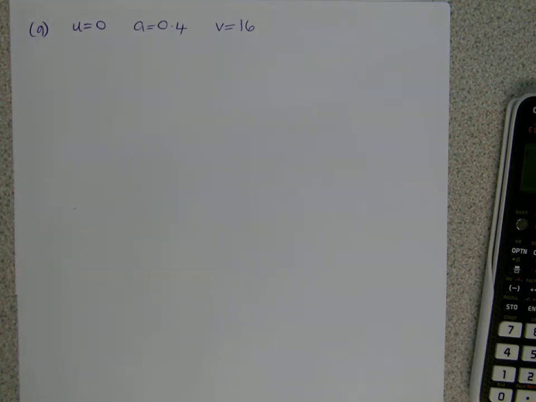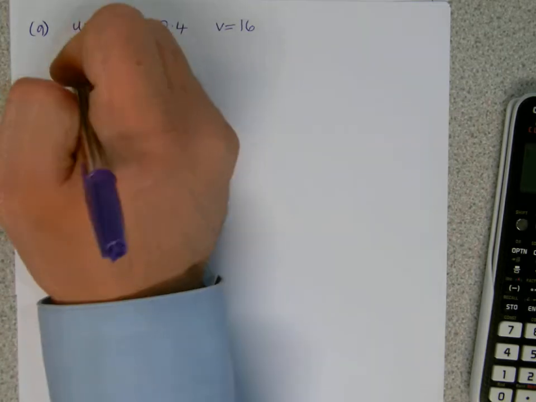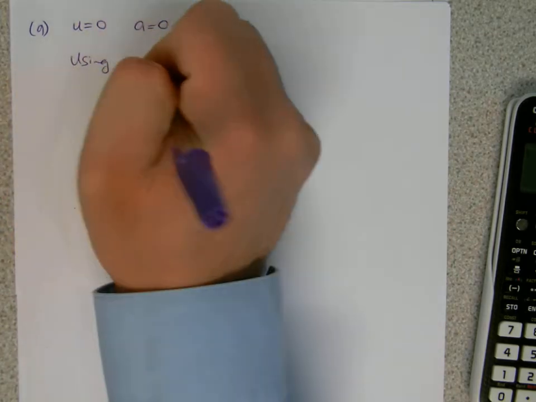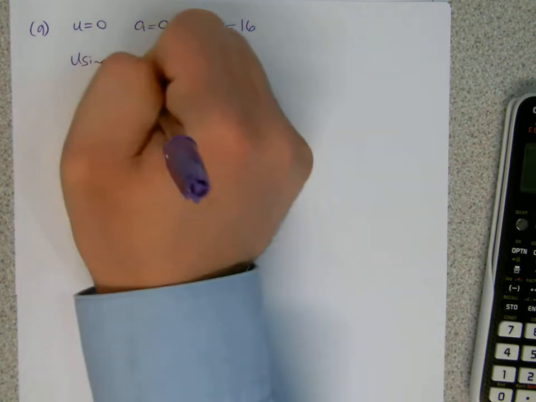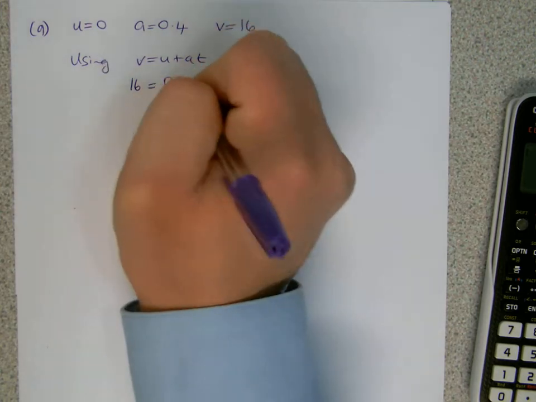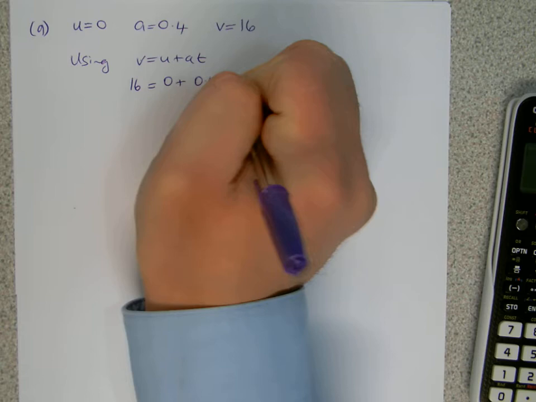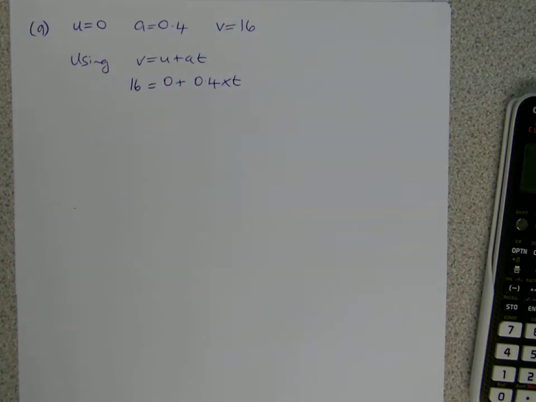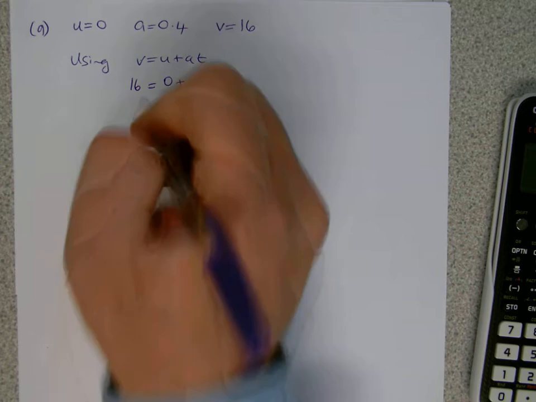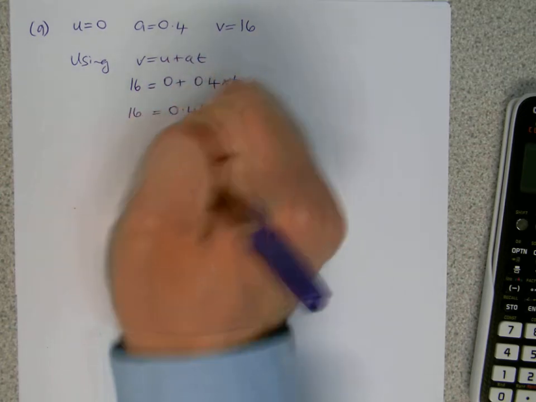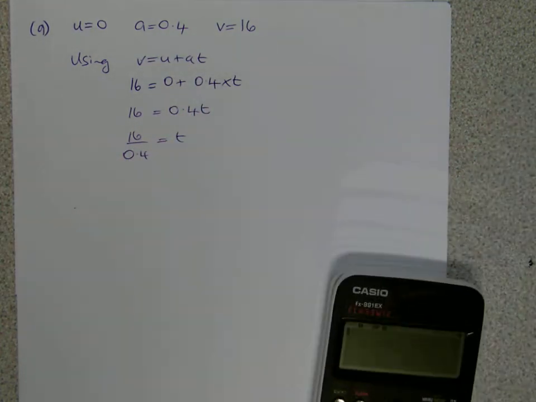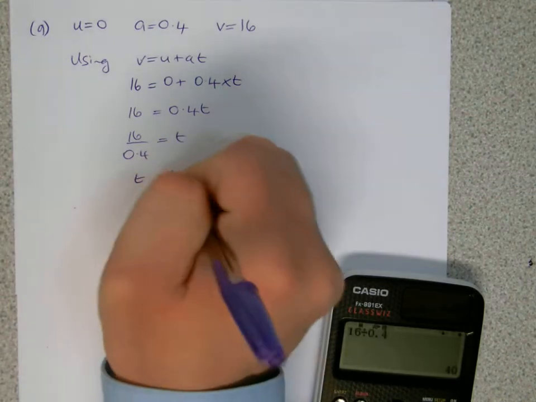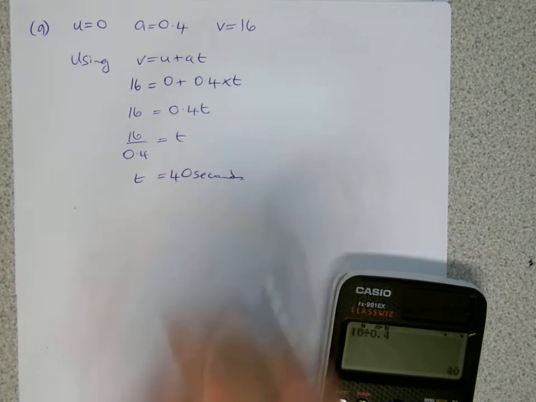We're asked to find the time taken, so we can use the simple equation of motion, v equals u plus at. We know v is 16, we know u is 0, we know a is 0.4, and we're multiplying it by the time. Since u is 0, you just get 16 is 0.4t, so 16 is divided by 0.4 to get the time. Using our calculator we get an answer of 40. So time is 40 seconds for this initial acceleration.